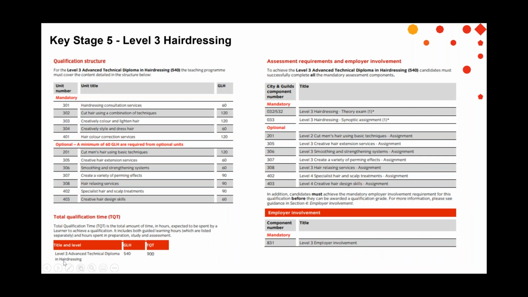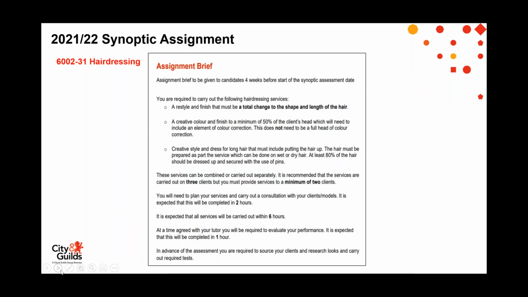So now we have our Key Stage 5 Level 3 hairdressing. As we can see, the qualification structure of your mandatory units and your optional units, which is a minimum of 60 guided learning hours from any one of these optional units, the total qualification time, and the assessment requirements and employer involvement that is required to achieve this full qualification. And now I'm going to hand over to Brenda. To Caroline. Oh, Caroline, sorry.